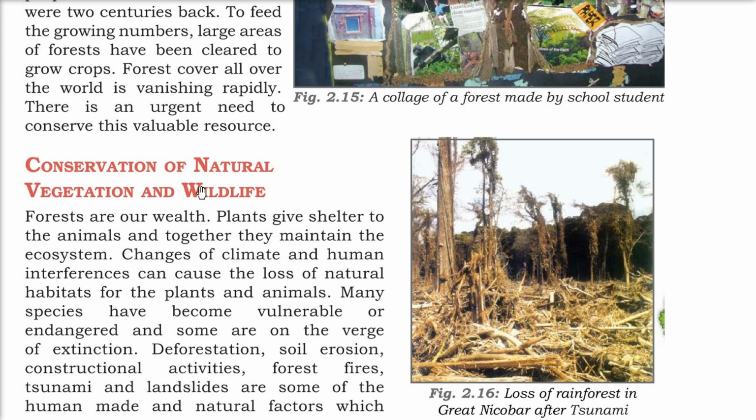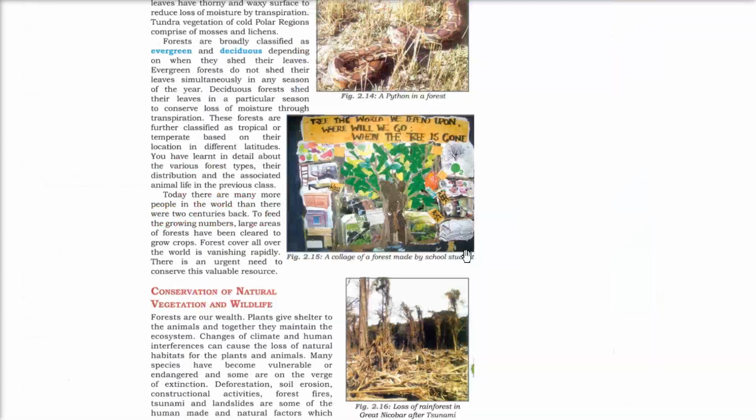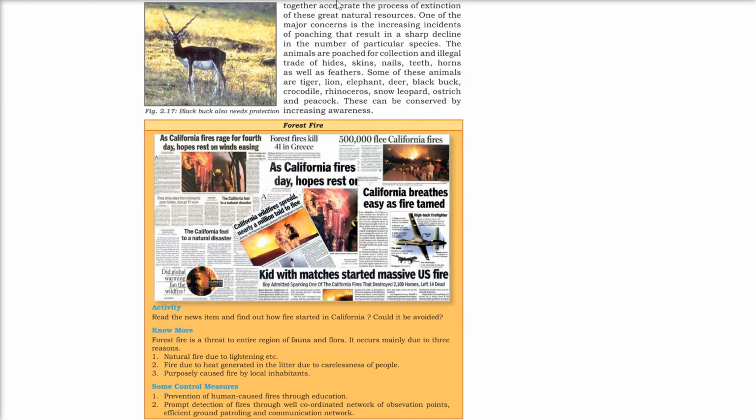So forest, conservation of natural vegetation and wildlife, forests are wealth. Plants give shelter to animals. They maintain the ecosystem. And because of our interference and because of the changes in climate, there is a loss of habitats of plants and animals. And there are various species which have become vulnerable. They are actually endangered. Deforestation, soil erosion, construction activities, forest fires, tsunami, if you see here, landslide.